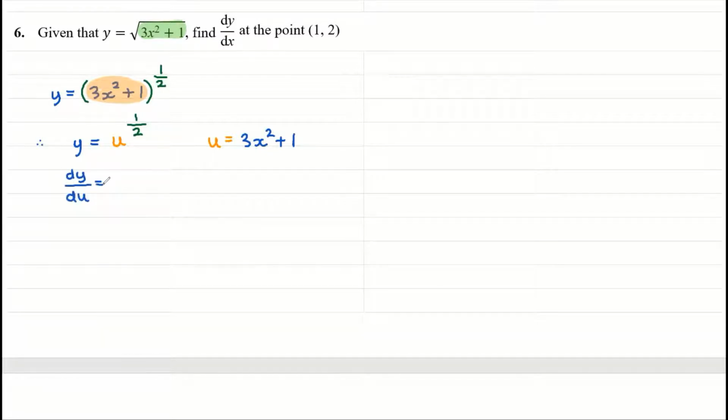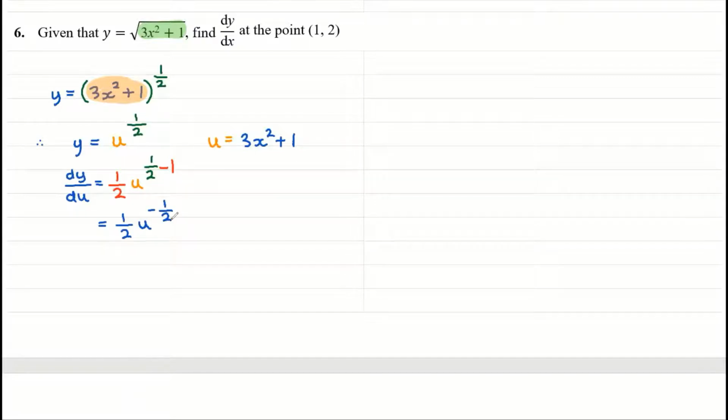Okay, now we differentiate this really carefully. So the power comes down. It's year 1 differentiation, isn't it? The power comes down to the front. So the half multiplies the u, and then we have to subtract 1 from the power. So it's u to the power 1/2, but we have to subtract 1 from that power. Okay? And we need to tidy that up a little bit. So this is going to be 1/2 of u to the power negative 1/2.